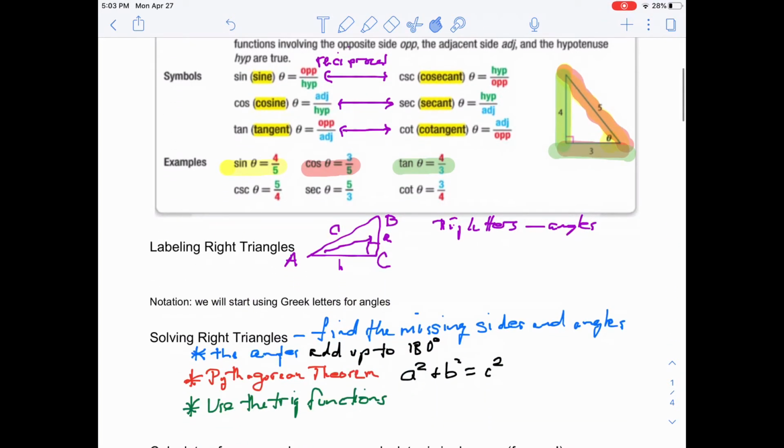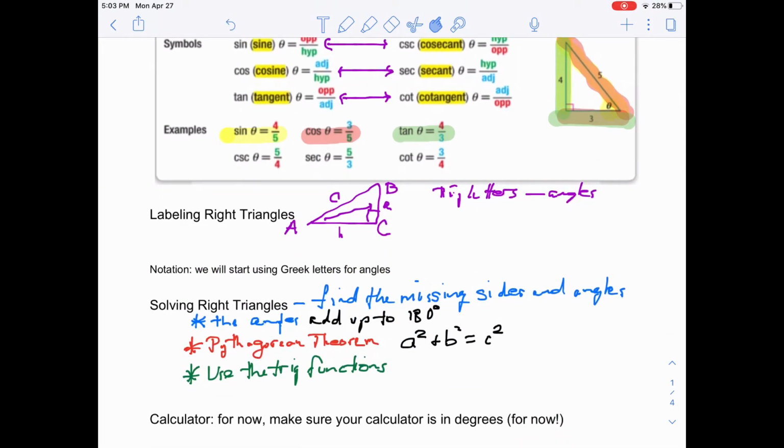Now, let me give you a couple examples of some Greek letters. Theta is an example of one. That's what a theta looks like. Alpha is another one. And then beta is another one. So you'll see those used at different times.